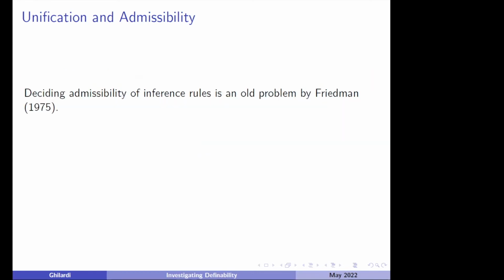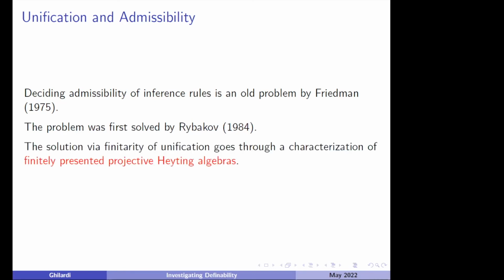And the problem of deciding admissibility of inference rules in intuitionistic logic is an old problem by Friedman. The problem was solved by Rybakov in 84. We show a solution of the Friedman problem using unification theory and using a characterization of finitely presented projective algebras. So again, we try to move from our symbolic problem to some kind of structural algebraic geometry, a more mathematical structure.